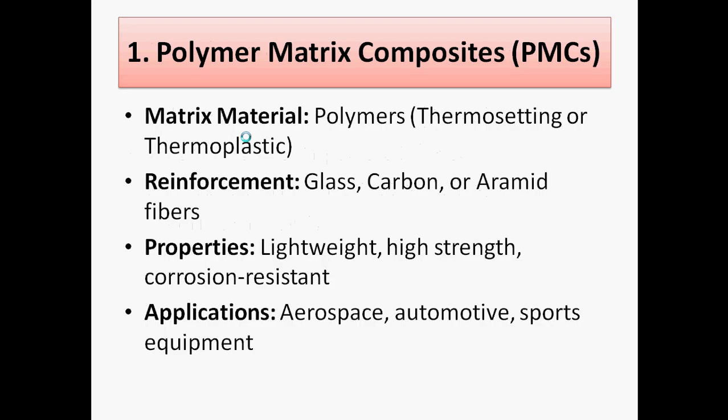In the matrix material, polymers are present, and for reinforcement we use glass fiber or carbon fiber, or different fibers attached as reinforcement. The properties are light weight, high strength, and corrosion resistance. These PMC materials we use in aerospace, automotive, and sports equipment. So this is the benefit of polymer matrix composites.